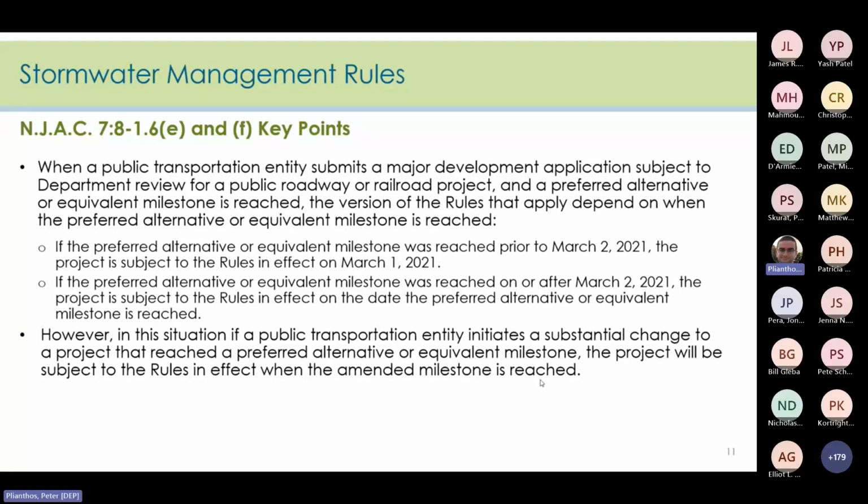If the preferred alternative or equivalent milestone was reached on or after March 2nd, 2021, the project is subject to the rules in effect on the date the preferred alternative or equivalent milestone is reached. However, in this situation, if a public transportation entity initiates a substantial change to a project that reached a preferred alternative or equivalent milestone, the project will be subject to the rules in effect when the amended milestone is reached.